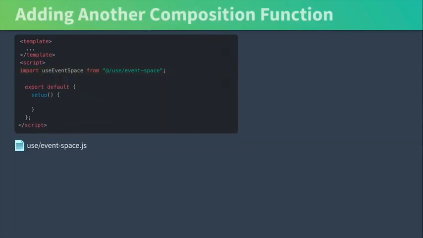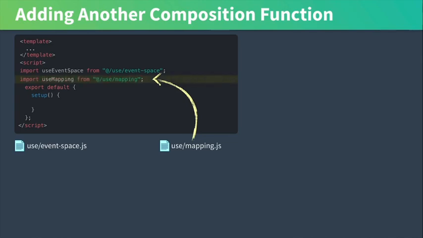What if I wanted to add another composition function inside this component called useEventMapping to map out the location of the event? Well, I would just import it, and then inside the setup function, you might think that I would just call both functions, but actually this isn't valid JavaScript. We can't create objects like this. Instead, I would destructure the object that each of these return, giving my template access to everything it needs to render.